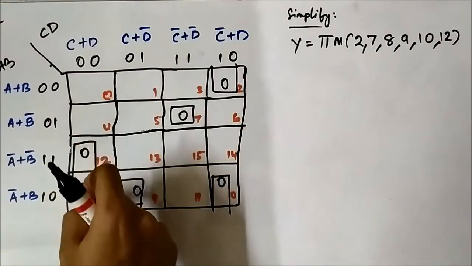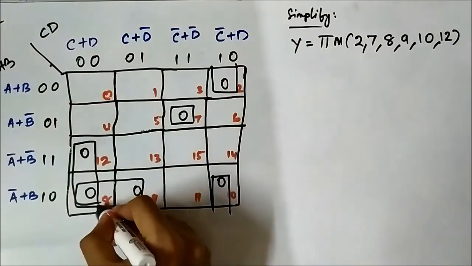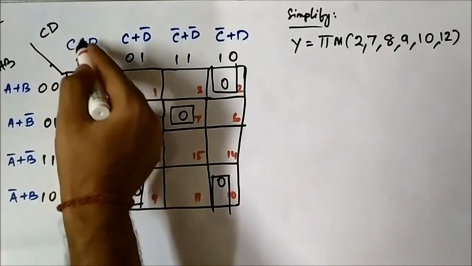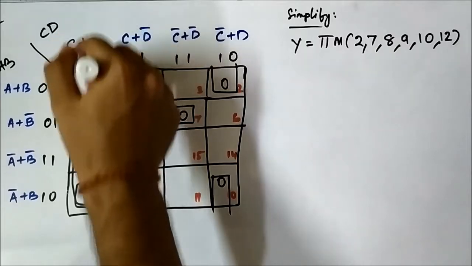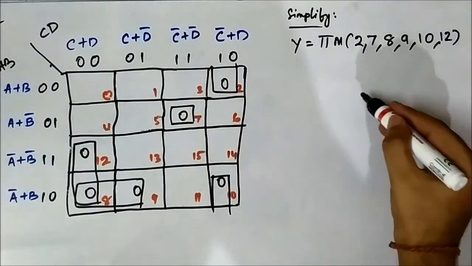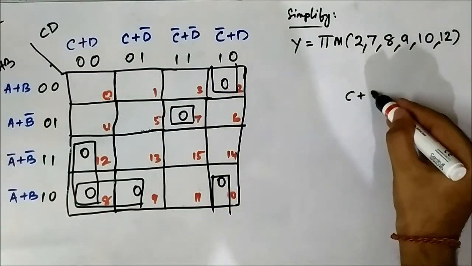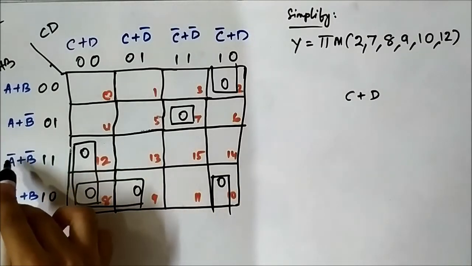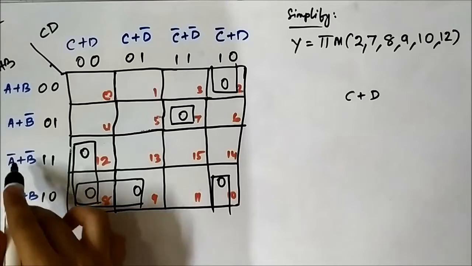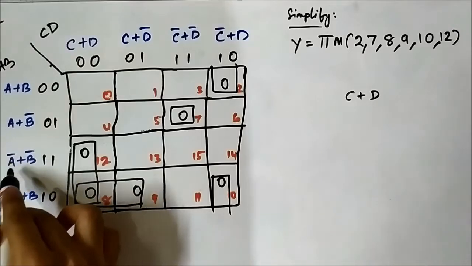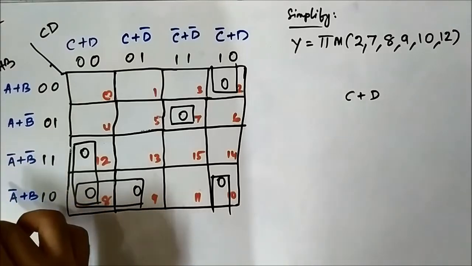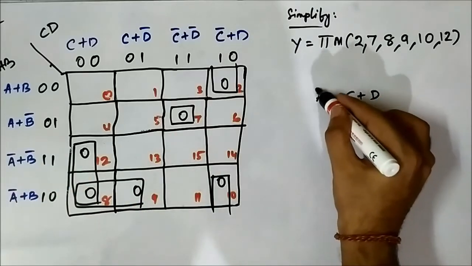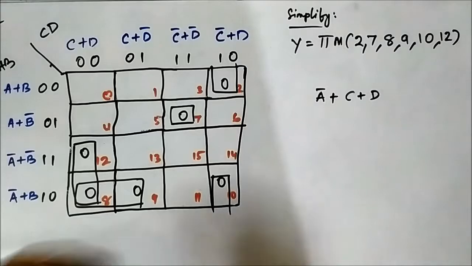For this pair involving cells 8 and 12, the vertical side has C or D common in both the marked cells, so that will be there, C or D. In the horizontal side, the components are A bar or B bar, A bar or B. So in both these components, A bar is there, so A bar is the common variable. So this is one.